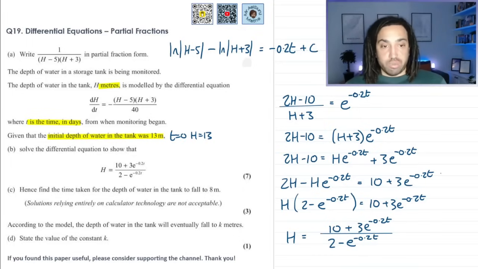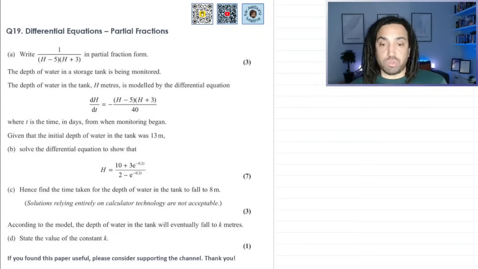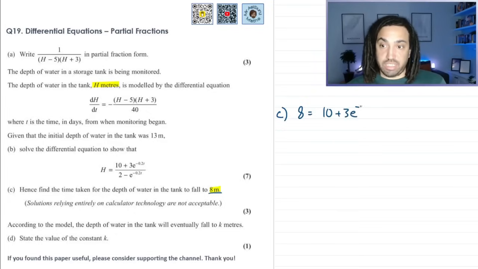Beautiful. Cracking question that. Okay, on to part C. It says, hence find the time taken for the depth of water in the tank to fall to 8 meters. Just once again check the units. We're not going to get messed up by that, because sometimes they can really mess you up, and switch the units out just to mess you up. Anyway, they're not doing that, so it's fine. Depth of water to 8, so that is h, so we want h to be equal to 8. So essentially we are just solving this equation.